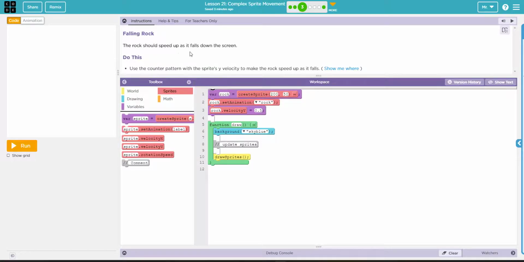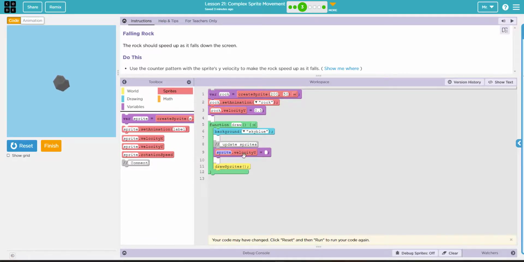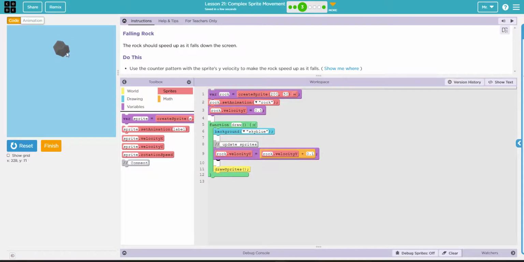So for the next one, similar, this time we're looking at the y velocity, so we're going to have it speed up as it falls down. And this is going to simulate gravity. Same as before, we're going to use it with the velocity y block, and we're going to use the counter pattern. So I'm going to drag the velocity y, I'm going to say it's the rock, and I'm just going to type it in this time: rock.velocity y plus, I don't know, 0 and 1/10. Of course we can change the values if we want, but I'm happy with that. Again, we're just using the counter pattern with the velocity blocks.